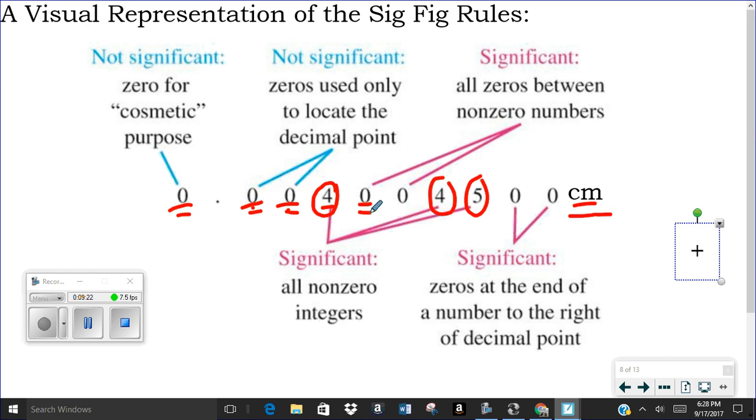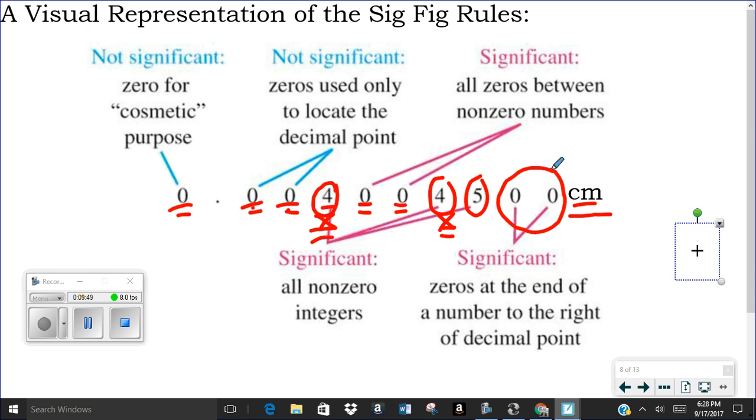These zeros are what we call sandwich zeros. And they're sandwich zeros because they're sandwiched between the 4s on either side. Any zeros sandwiched between 2 significant digits are also significant. And then last but not least, and these are the hardest for students to recognize, are the trailing zeros.